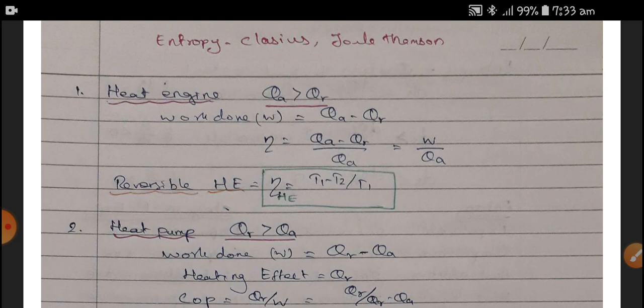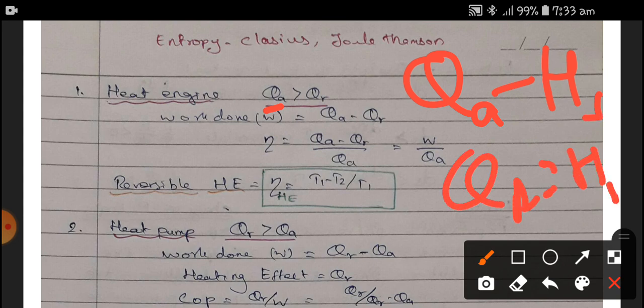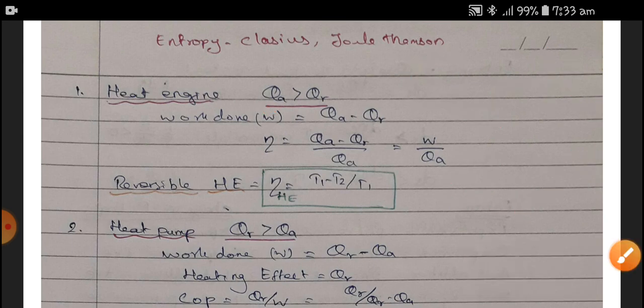Here in the heat engine, we know that heat supplied is more than heat rejection. Here QA is the heat supplied, and QR is the heat rejected. We know that the heat engine, heat pump, and refrigerator are all devices which have two heats. One is heat supplied and another one is heat rejected. So with these two conditions we are going to play.